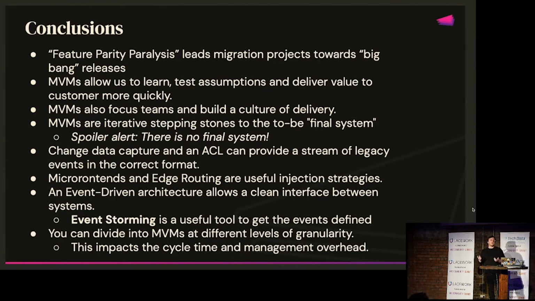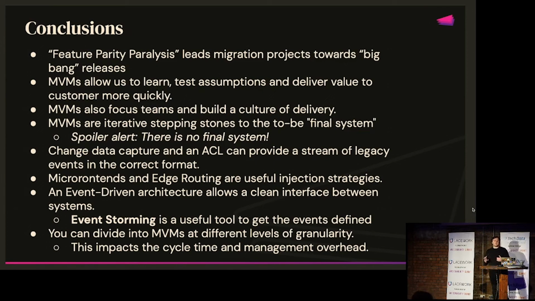So in conclusion, feature parity paralysis, I think, is what mainly leads migration projects to having these big bang releases and being less agile. MVMs allow us to learn, test assumptions, and deliver value to our customers more quickly. MVMs also focus teams and really build that culture of delivery by shipping things to production every 8 weeks, not having that migration project that never ends. And MVMs are really those iterative stepping stones. They help us gradually move to that strangulation, and there probably isn't a final system and it actually sets us up for quite an evolutionary architecture.